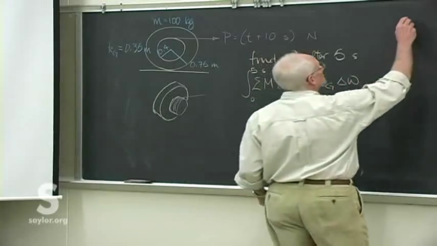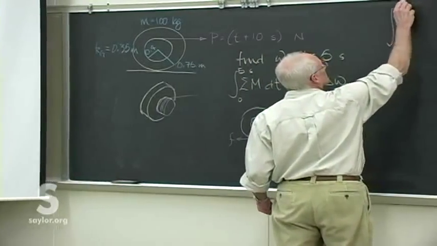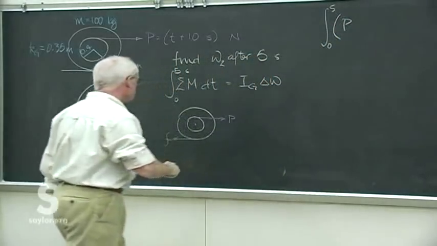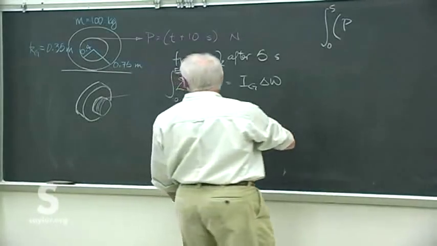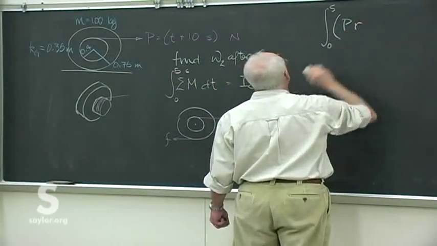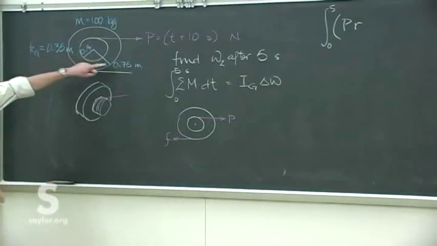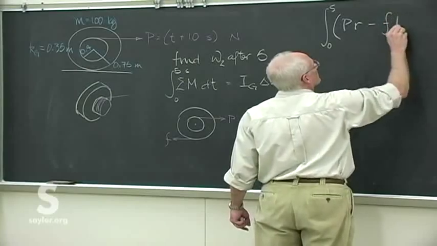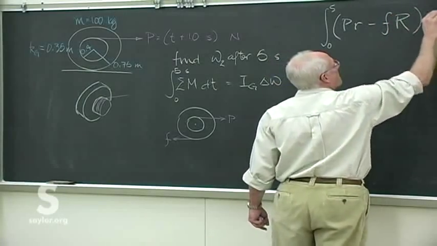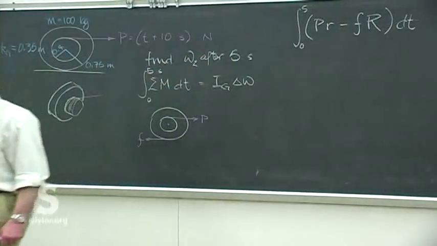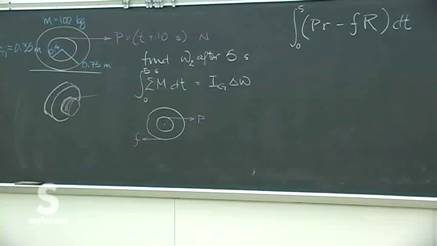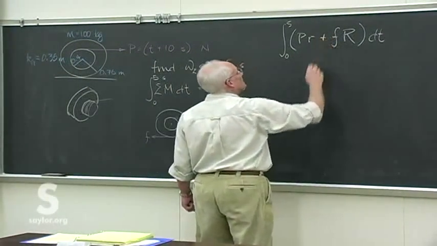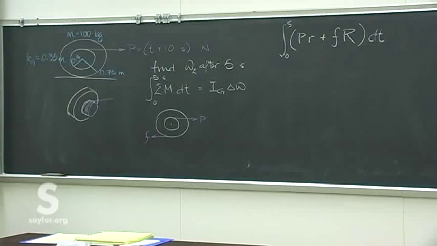So this sum of the torques over 5 seconds is P that varies with time times the little r. You call one r little r, the bigger one big r, I guess. And then the torque due to the friction in the opposite direction. Oh, actually in the same direction, aren't they? With respect to G. So, sorry, that's a plus there.